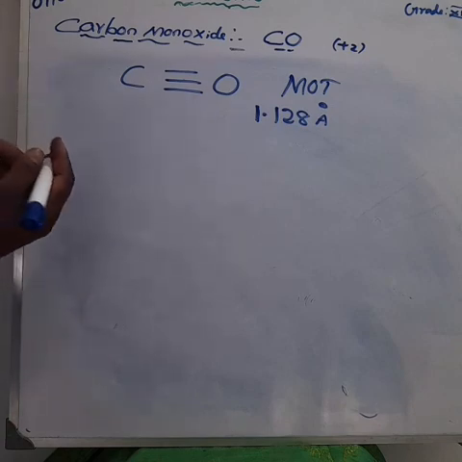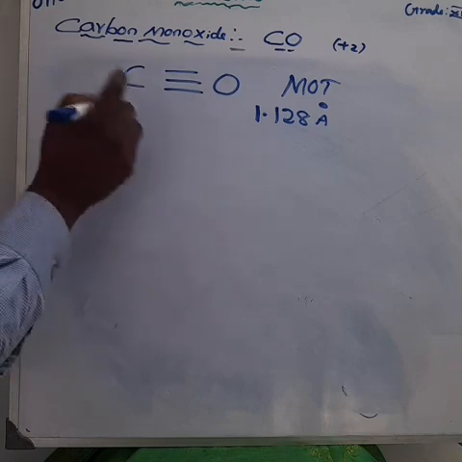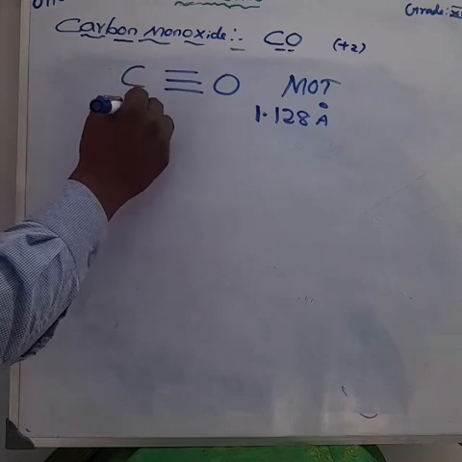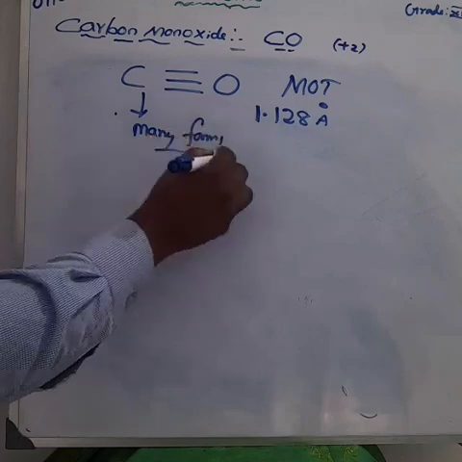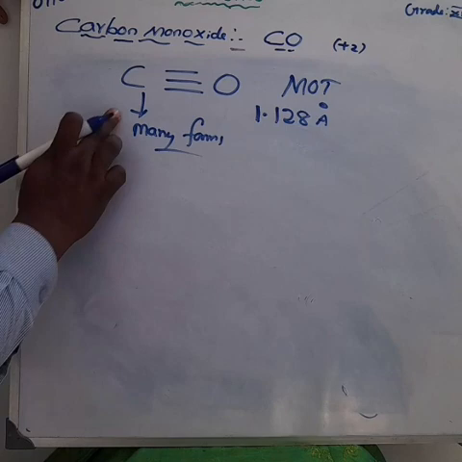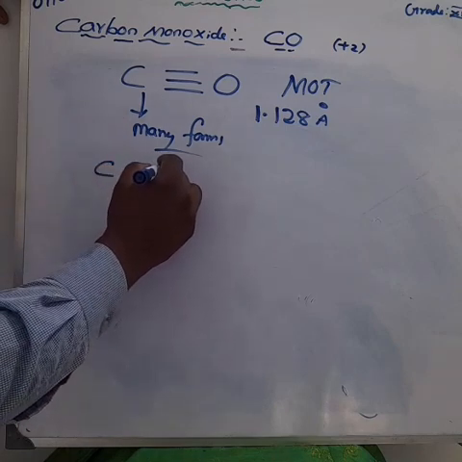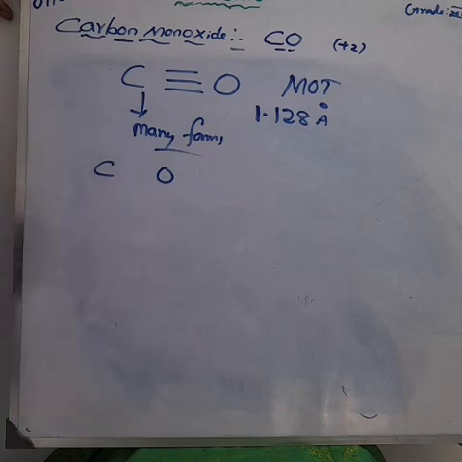What is resonance? Resonance means one molecular structure can be written in different forms. For carbon monoxide, our textbook has 3 forms. Actually there are many forms, but we take 3. How can you draw the carbon monoxide structure? First write carbon, then give one space and write oxygen.